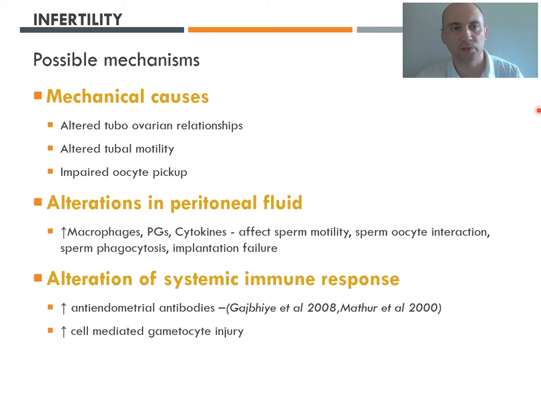Infertility due to endometriosis, possible mechanism: mechanical causes, altered tube-ovarian relationships, altered tubal motility, impaired oocyte pickup, alteration in peritoneal fluid, high level of macrophages, prostaglandins, cytokines, affects sperm motility, sperm-oocyte interaction, sperm phagocytosis, implantation failure, alteration of systemic immune response, elevated level of anti-endometrial antibodies, elevated cell-mediated gametocyte injury.